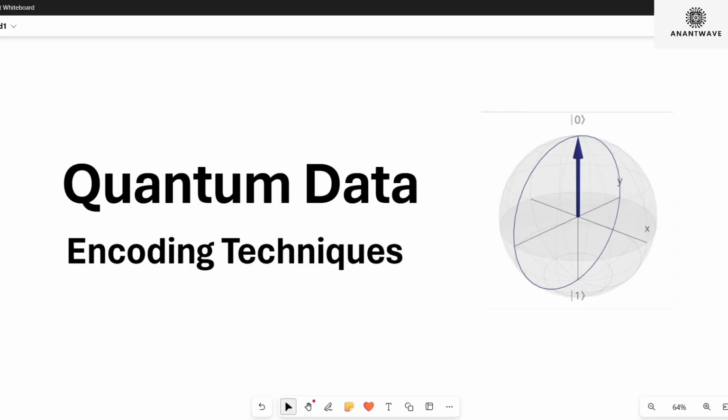In the world of quantum computing, raw data isn't enough. Before a quantum computer can solve problems, it must first understand the data, not in classical bits, but in the language of quantum states. This transformation is called quantum encoding, and it's the very first step of every quantum algorithm. In this video, let's discuss quantum encoding and different quantum data encoding techniques.